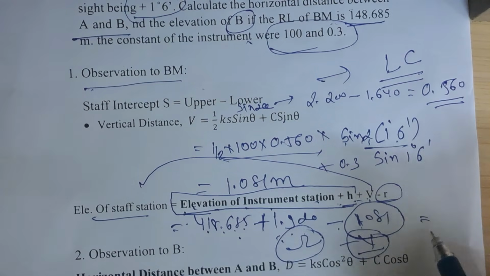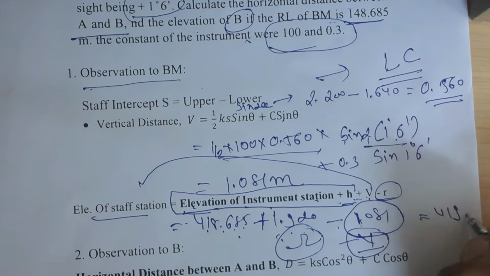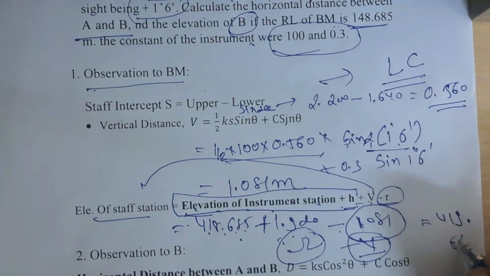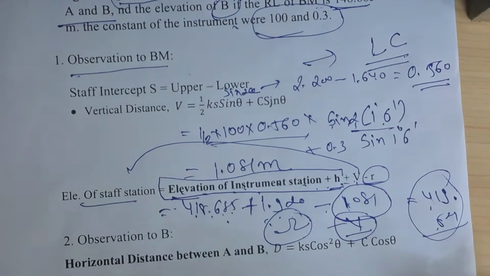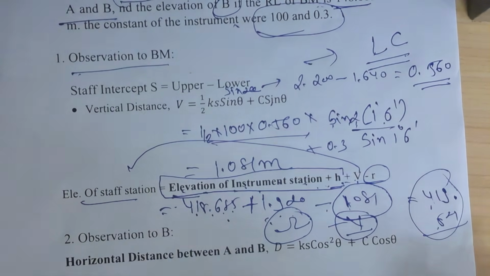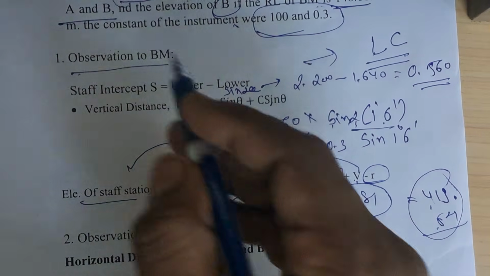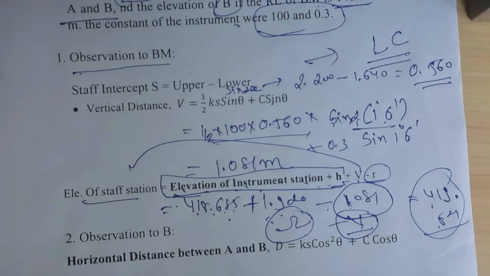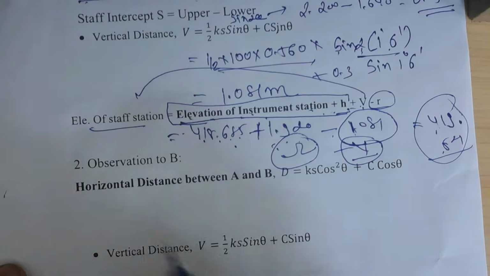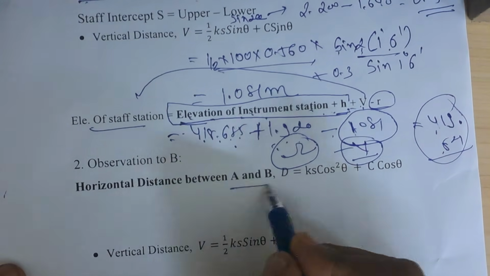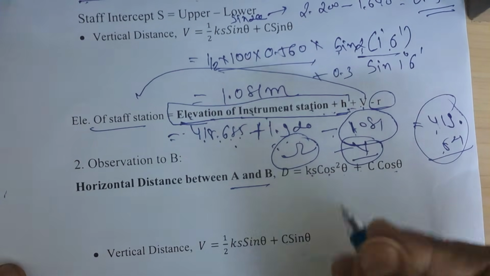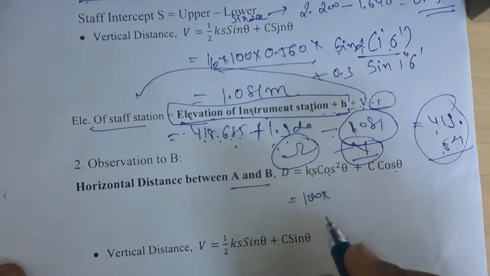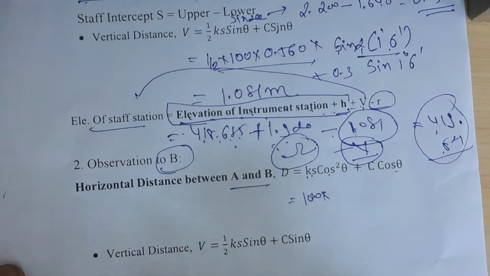Okay, so the answer is 419.524. This will be your elevation of instrument plus h, meaning it is your line of collimation. Understood? So this will be your line of collimation for the instrument station A. Now we need to calculate the horizontal distance between A and B. So that is a simple formula, ks cos square theta plus c cos theta. So simply put the value 100, and for this we need to consider the reading observed at B.